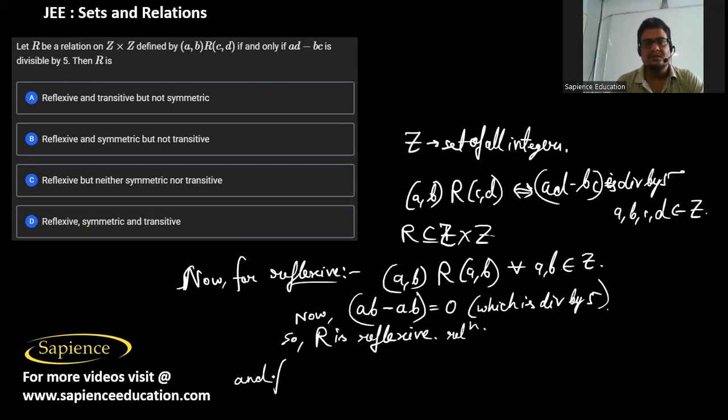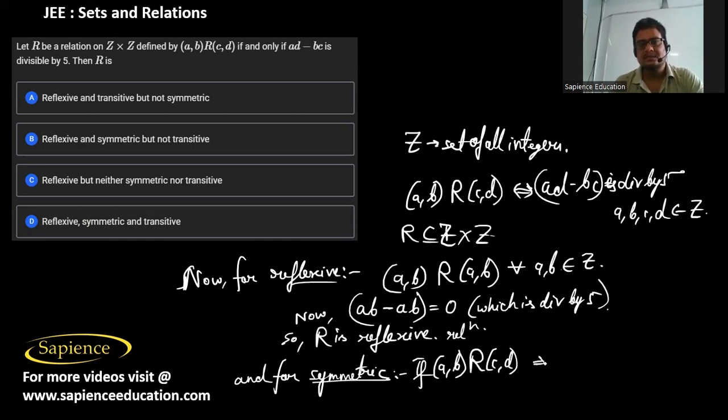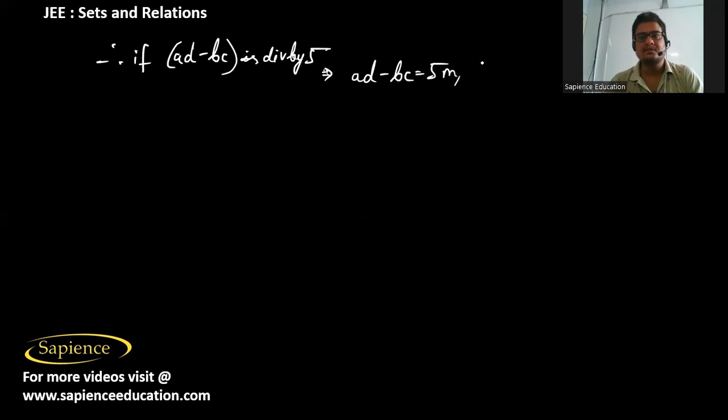And then for symmetric relation, we should have that if A comma B is related to C comma D, then this also implies that C comma D should be related to A comma B. Therefore, if AD minus BC is divisible by 5, it means that I can say AD minus BC is equal to some 5m, for some m belongs to Z, some integer.